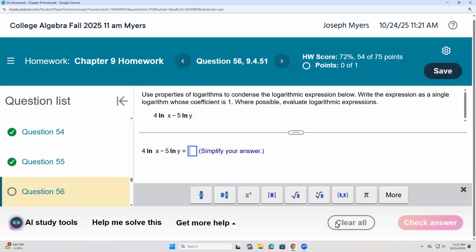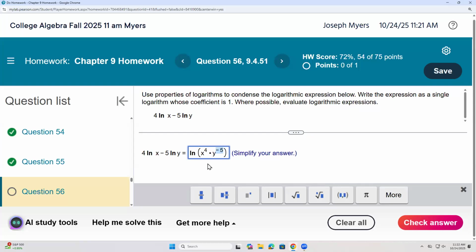56. Okay, so this is going to be 1 ln of x times y. Again, what power does the x have? It has a power of 4. And what power does the y have? -5. Now that's not going to fly. That answer won't work as your final answer.